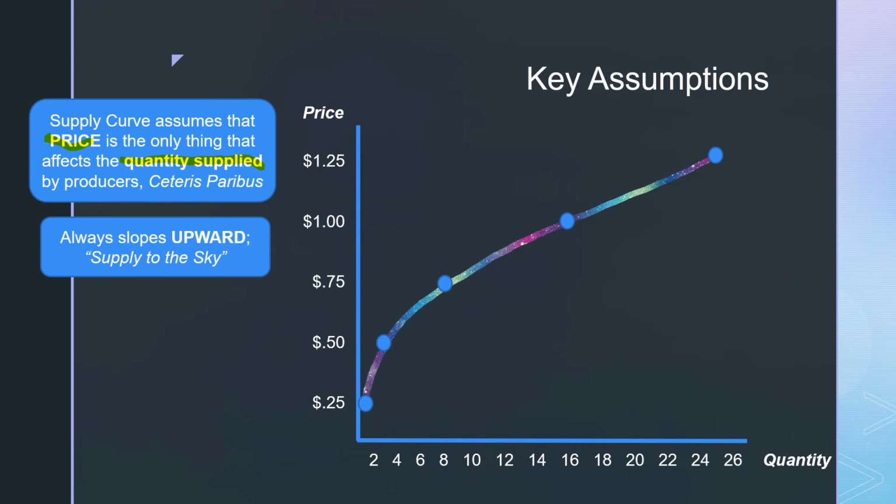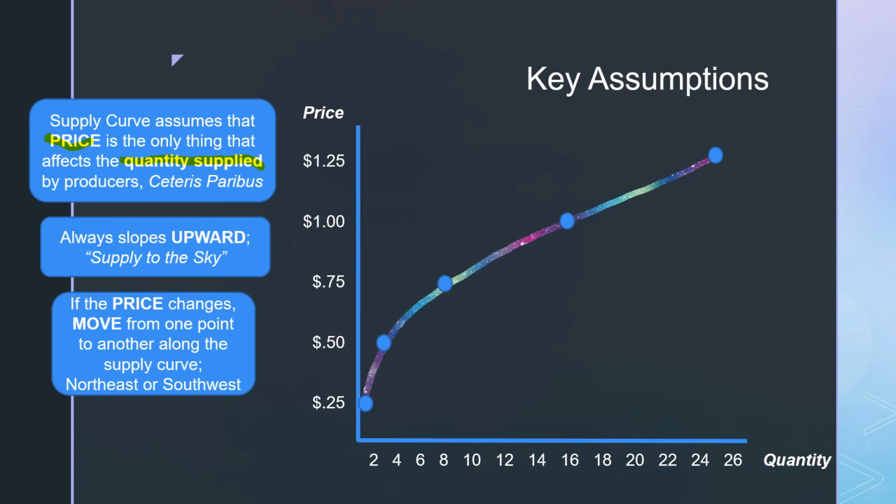Just like we said with demand, we say demand to the sand. Here we can say supply up to the sky. If the price changes, all we do is move from one point to another along the supply curve. We can do a northeastern move or a southwestern move, I guess you could say.